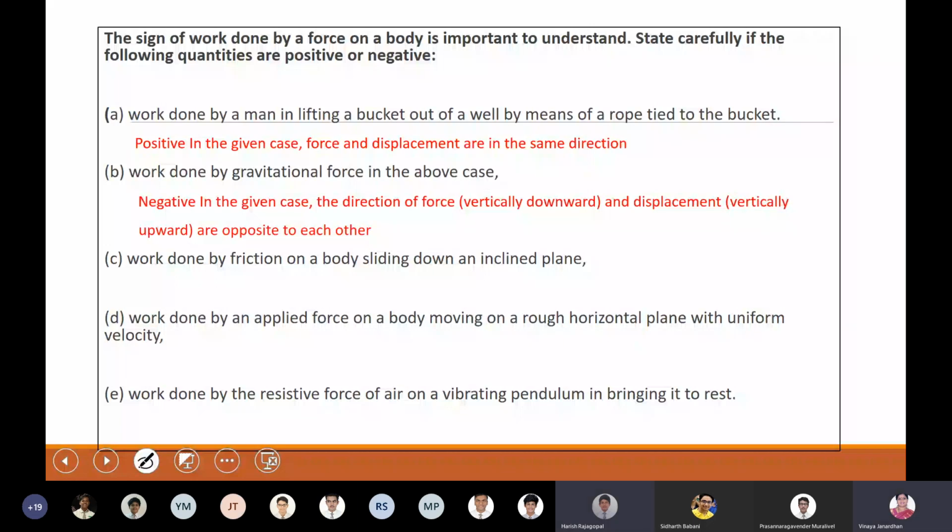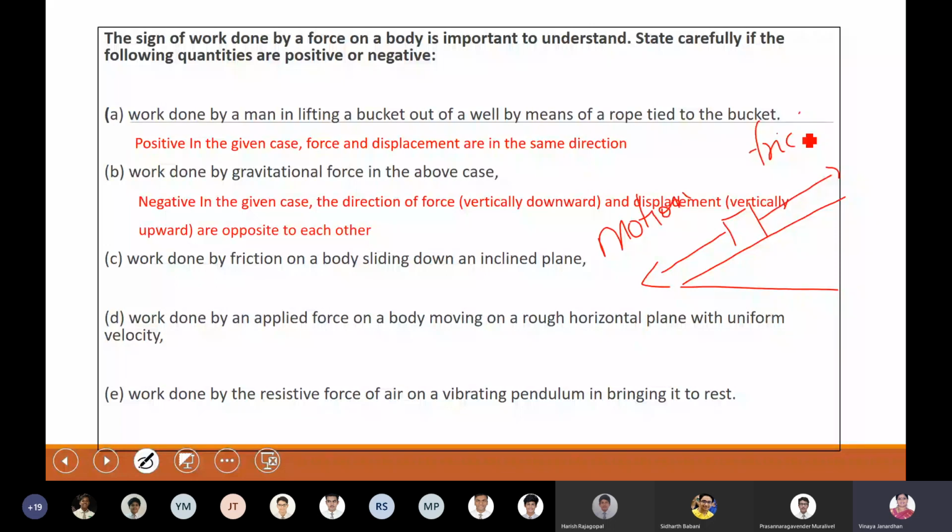Okay. Work done by friction on a body sliding down an inclined plane. So let us draw the inclined plane. When I keep an object on an inclined plane, it will naturally move in the downward direction by its own weight. In which direction is the frictional force acting?